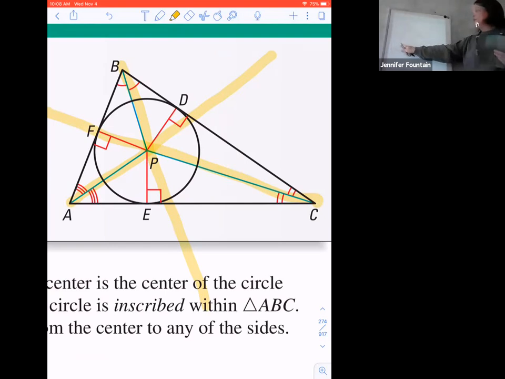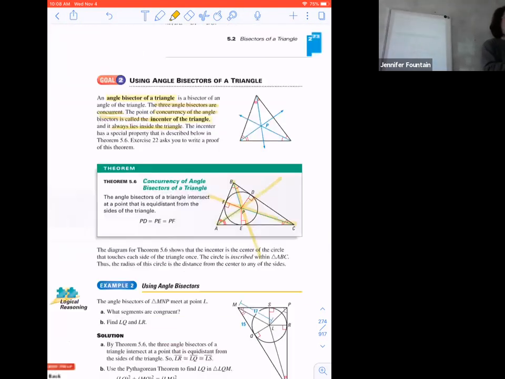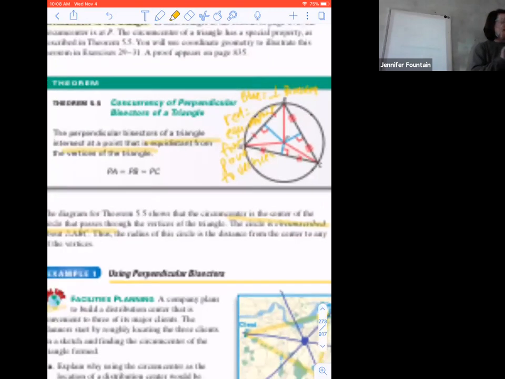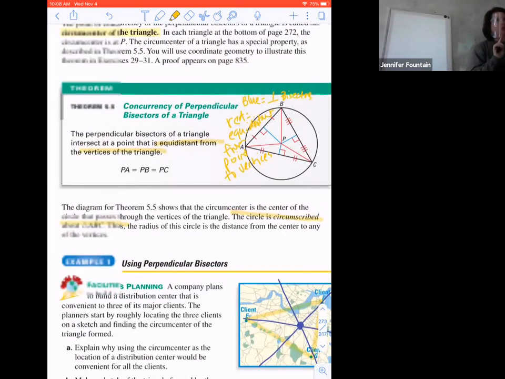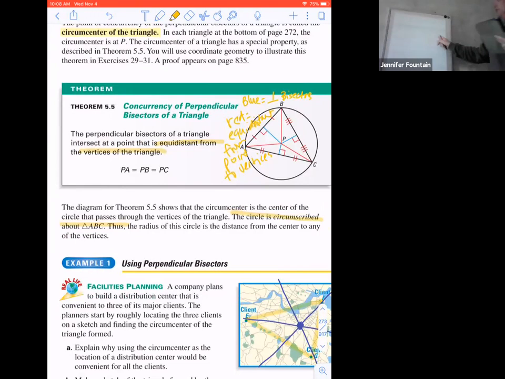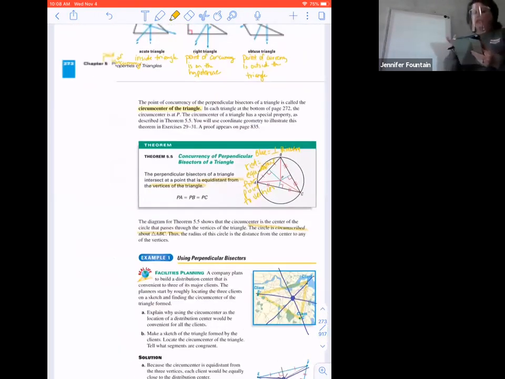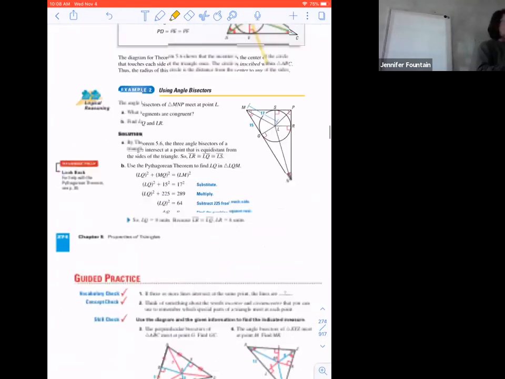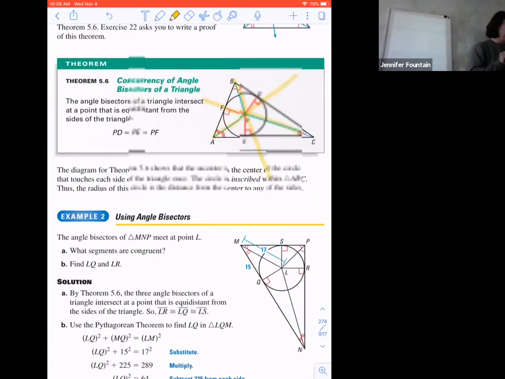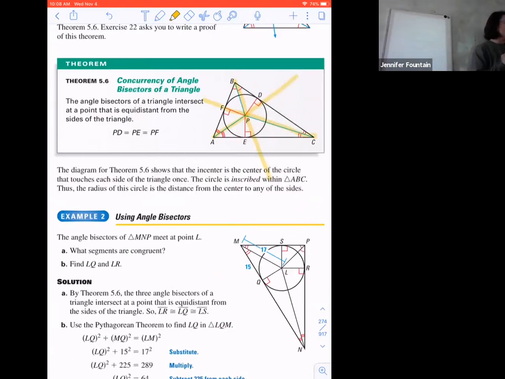Now notice, look at my circle formed here. Remember when we did our circle outside a minute ago, we said that it is circumscribed about the triangle, outside the triangle. Now we're looking at our circle inside the triangle. And so it says the diagram for theorem 5.6 shows that the incenter is the center of the circle and touches each side of the triangle once. The circle is inscribed within the triangle.